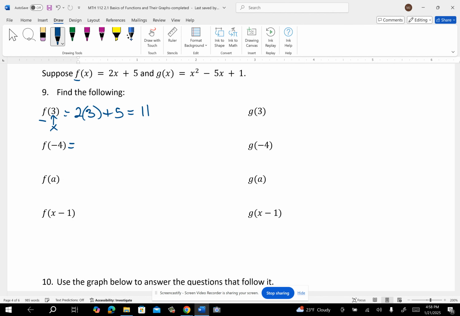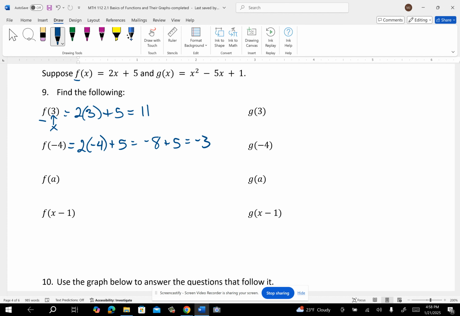All right, do the same thing if I want f of negative 4. So in place of x, I put negative 4. Then I do 2 times negative 4, which is negative 8. And when I add 5, I wind up with negative 3.